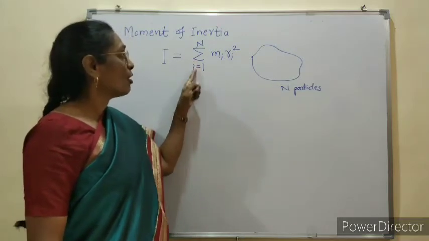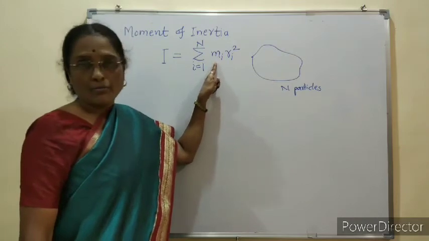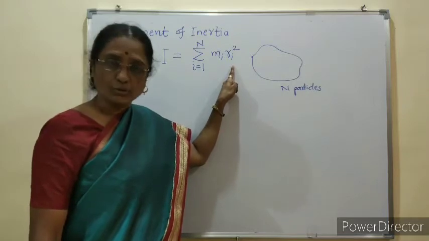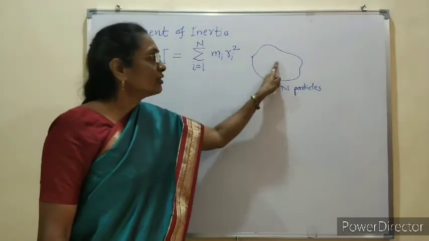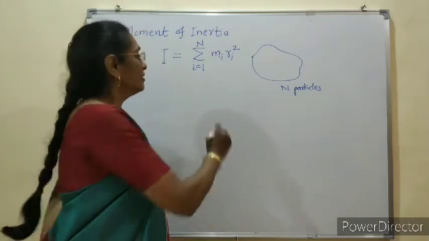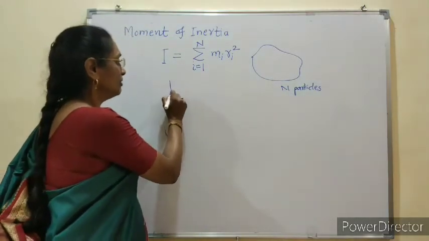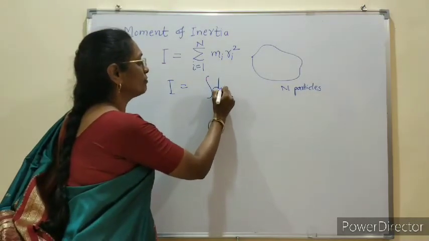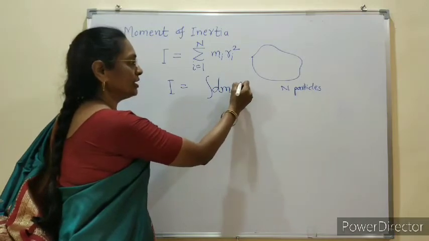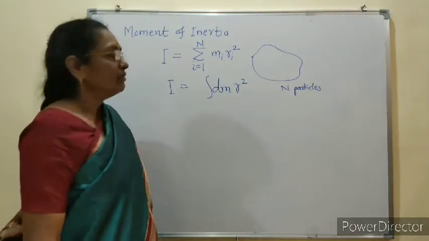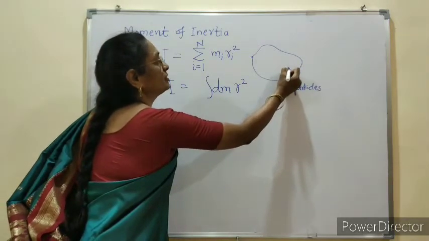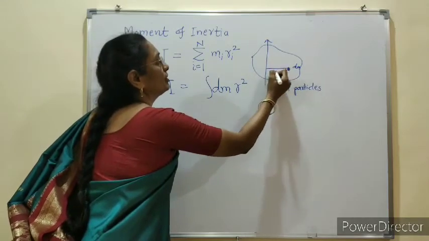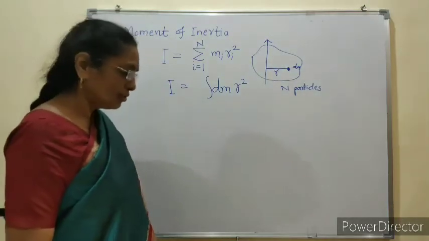It is the sum of products of mass of each particle and square of its distance from the axis of rotation. For the sake of simplicity, we have taken n particles, but for the continuous distribution, we have written the same definition in expression form as integration of dm into r square, where dm is the mass element. It is situated at perpendicular distance r from the axis of rotation.